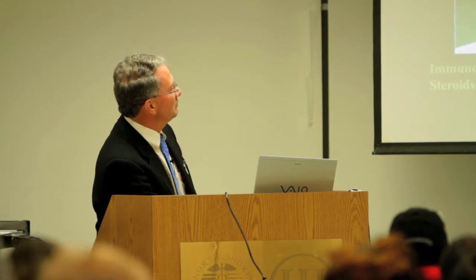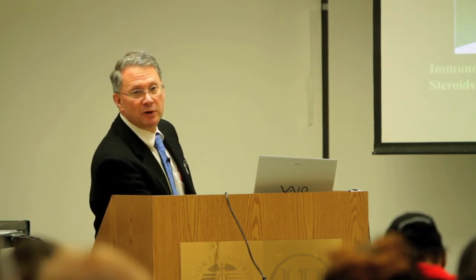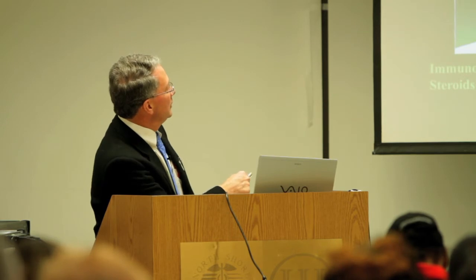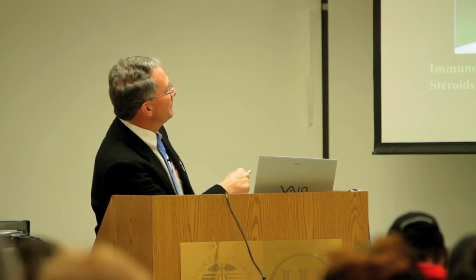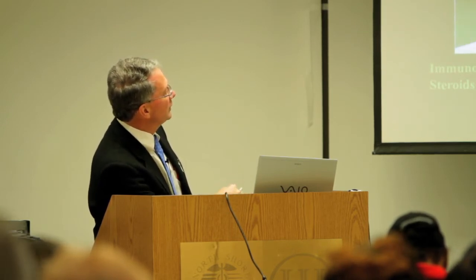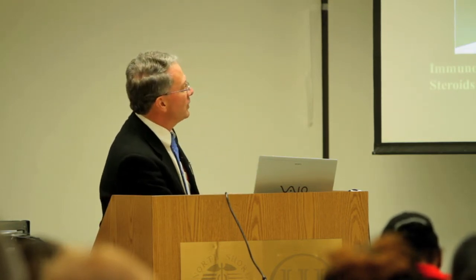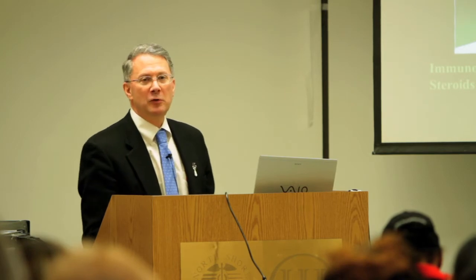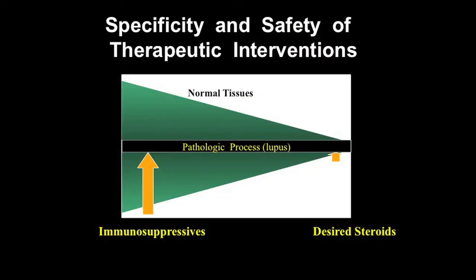So what happens is, though you're trying to target this black box with immunosuppressives and steroids, you end up invading and affecting the normal tissues over here on the left, whereas with very targeted therapy over here on the right, you may just be able to focus in on the disease itself and leave everything else in working order. So on the right-hand side is what we desire. On the left-hand side is what we're actually doing.